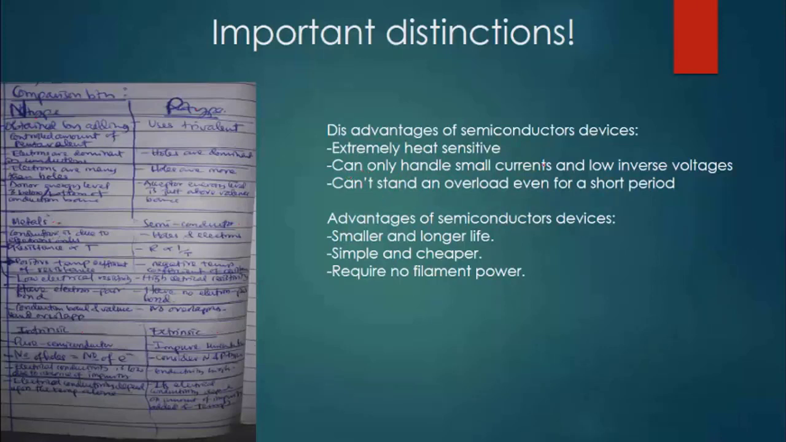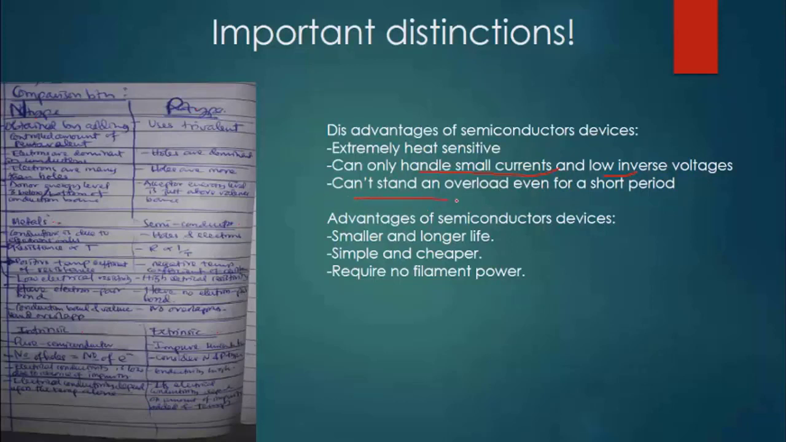Again, can only handle small currents and low inverse voltages. As you can see, the radios, the amplifiers, they handle small currents. You cannot put very, very large currents from far in the radio, you will destroy it. So they usually work best when handling small currents and low inverse voltages. Otherwise, they usually don't allow inverse voltages.